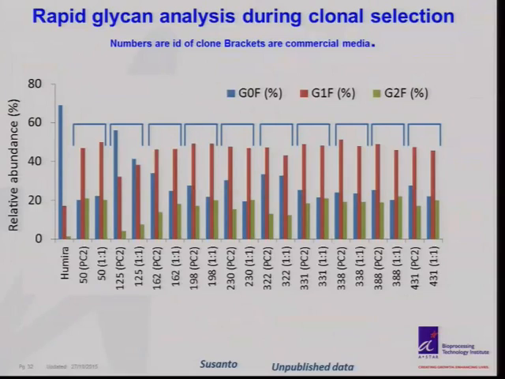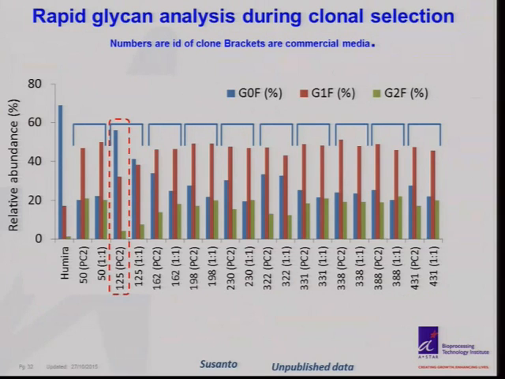Another reason that you want to use analytics, apart from understanding whether your gene editing has worked, is to use it for clonal selection. So these are a selection of clones that we were testing for Herceptin. This is the analysis of G0, G1F, and G2F, which are the critical features that we need to report. Here you can see Humira, and this is what we're aiming to replicate. You can see most of these clones are nothing like Humira in terms of the relative amounts of these different glycans. The only one that comes even close is this one here.